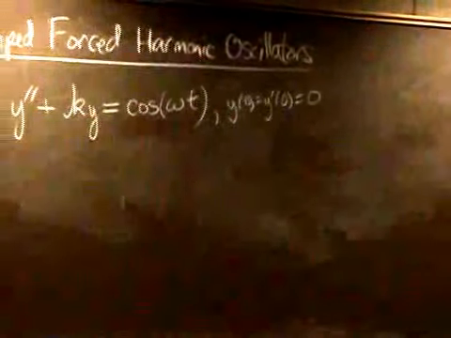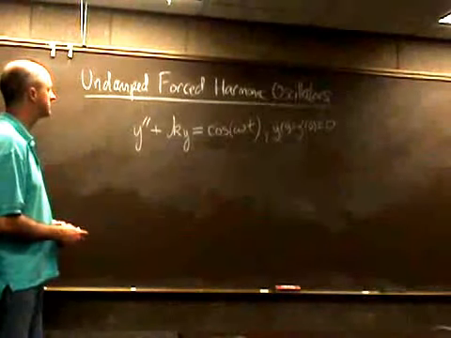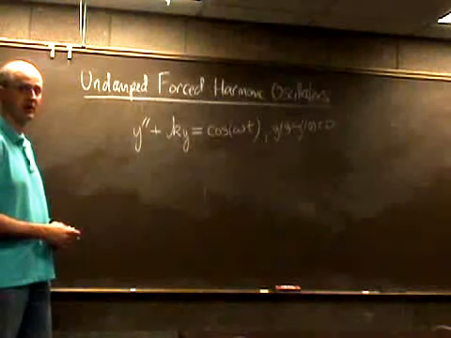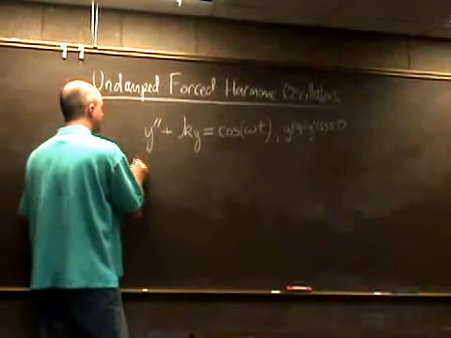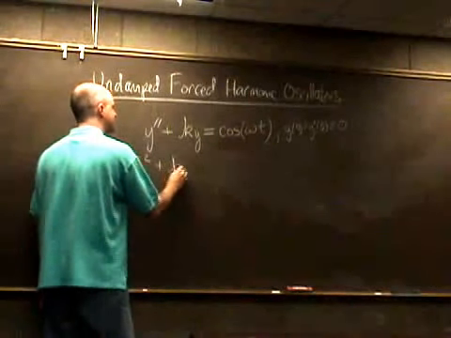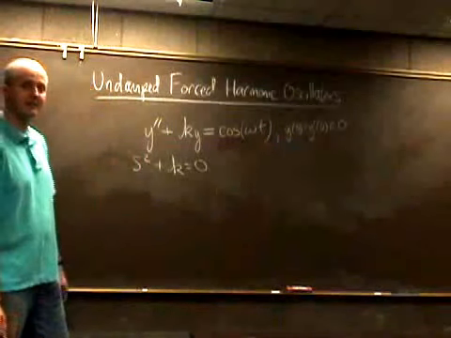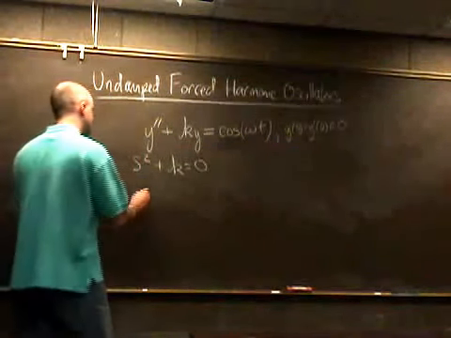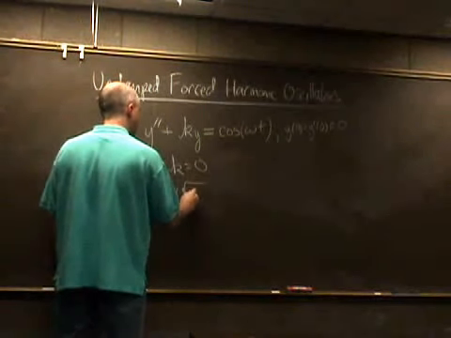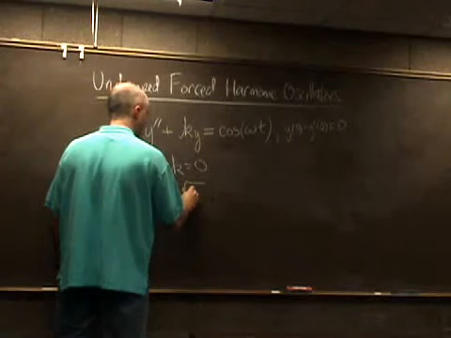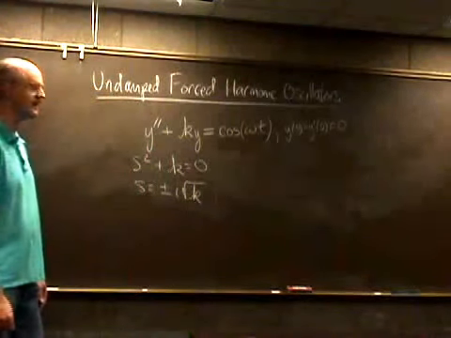It is a forced equation, so we have to find the natural response first, the solution to the corresponding homogeneous equation, where 0 is on the right side. You'd get your characteristic polynomial to be s squared plus k equals 0, and assuming k is positive, that's going to have imaginary roots. It's going to have roots plus or minus i times the square root of k.